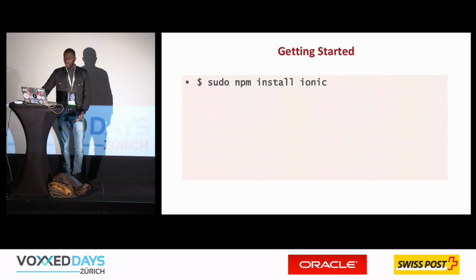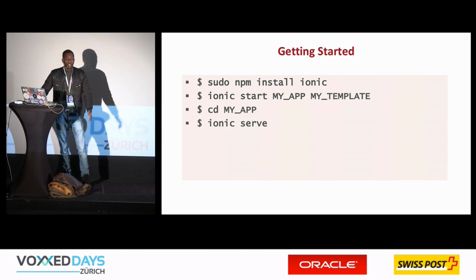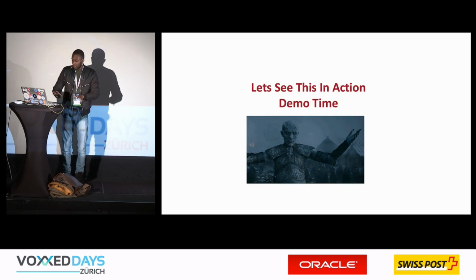So to get started with Ionic, simple. You install the CLI, you start the app, you give it a name, and you specify a template, because there are different types of templates: tabs, side menu, blank. And you just cd into your app, you run ionic serve, and you're good to go. Don't believe me? Let's go.